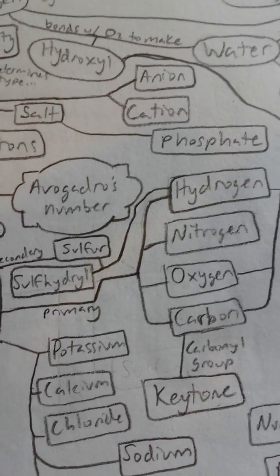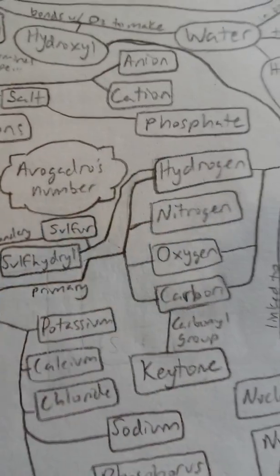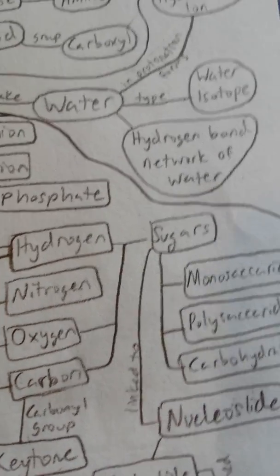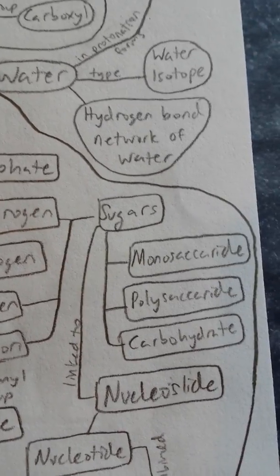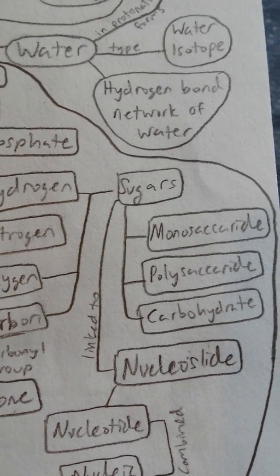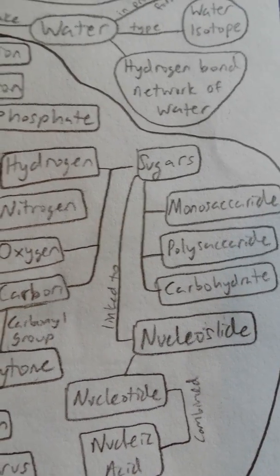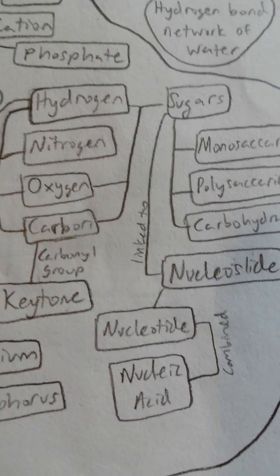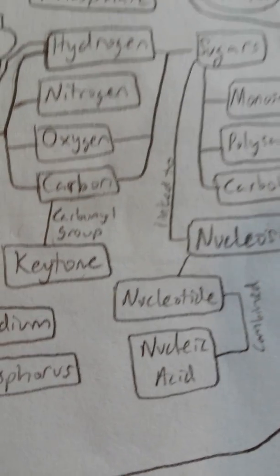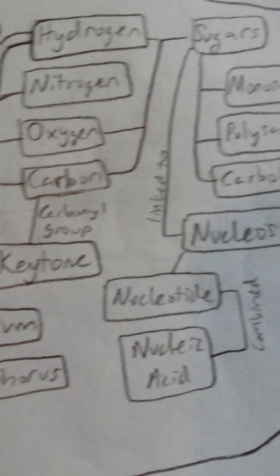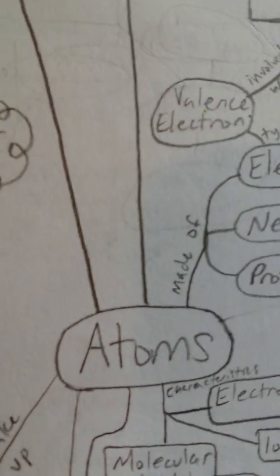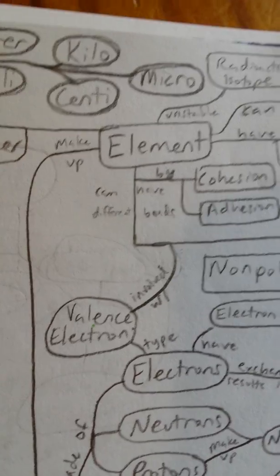If you take hydrogen, oxygen, and carbon, those can make sugars. Some examples of sugars are monosaccharides, polysaccharides, and carbohydrates. Now, sugars are linked to the nucleosides, which are linked to the nucleotides, and a couple of those linked together would make nucleic acids. Now, I do have another line going from atoms to elements.